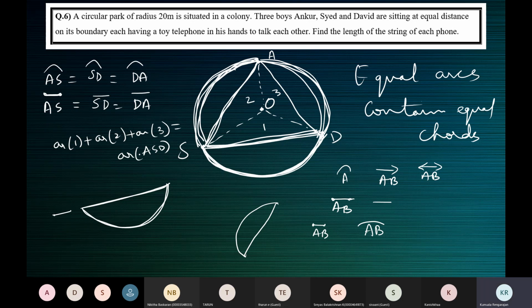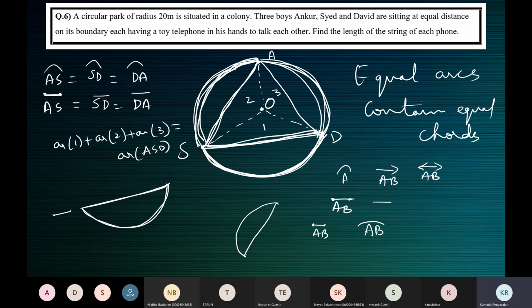When you put together the areas of triangle 1, 2, and 3, area of triangle 1 plus area of triangle 2 plus area of triangle 3, the sum of the areas of these three triangles is equal to the area of the whole triangle ASD. So this is the equation with which we are going to find the length of the string each of the boys have. The length of the string is AS. The string will be stretched.